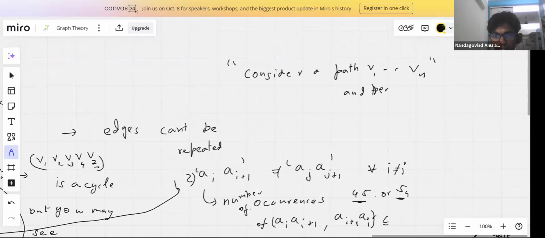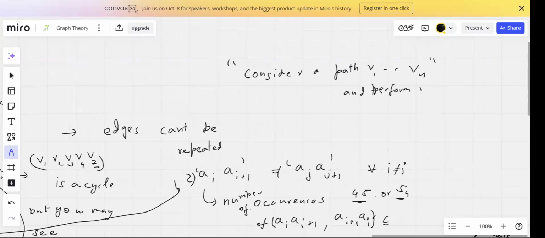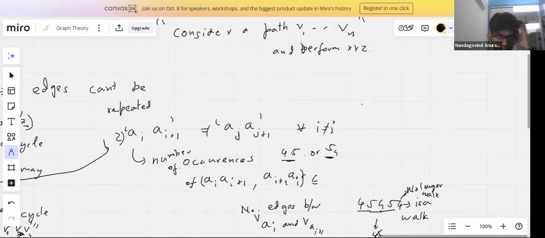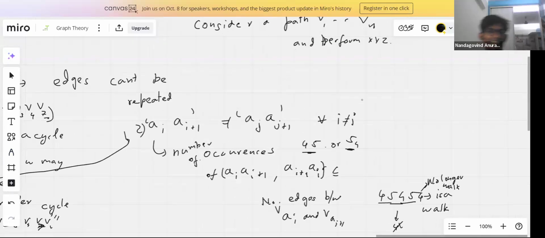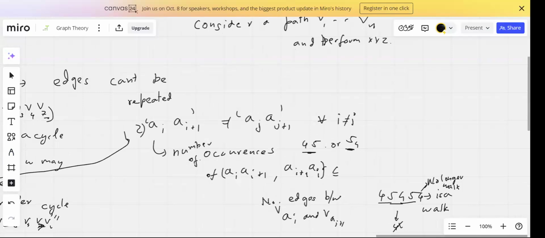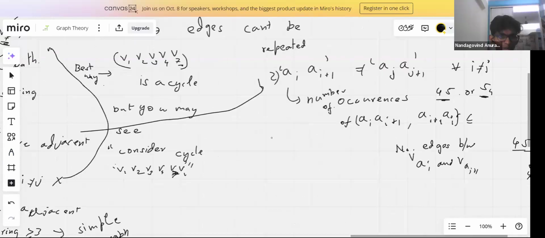One thing I wanted to ask: in a walk, edges can't be repeated, but vertices can be. But in a path, vertices can't be repeated, but edges can be. Hold on a minute. Can you repeat an edge without repeating any vertex? No, yeah, makes sense. So which is why we don't really have to go there.